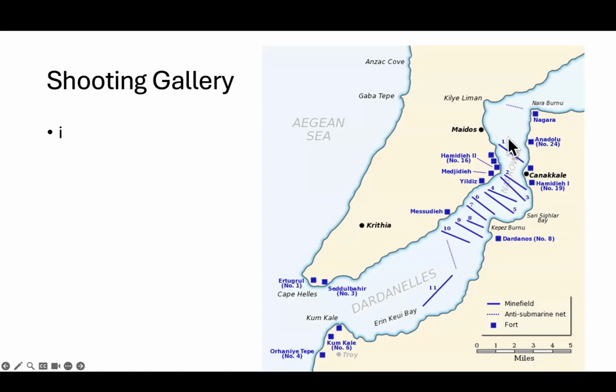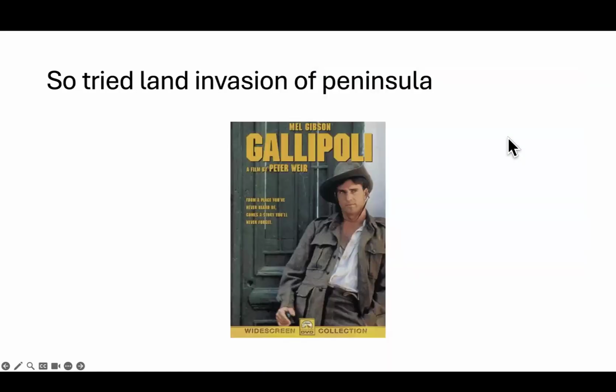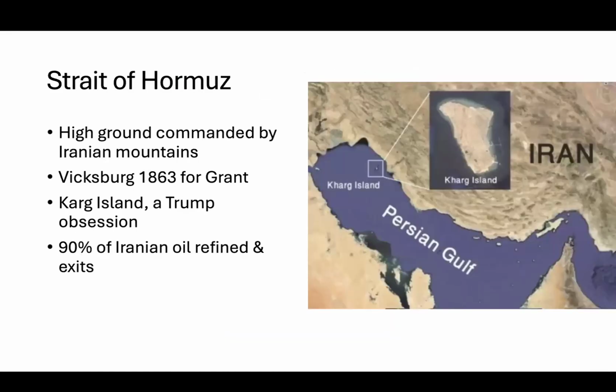Yeah. Okay, because we do tangents at the drop of a hat, here's another bottleneck, Hormuz. And again, just like the Turks commanded the high ground, Iran commands the high ground in these mountains. Kind of like Vicksburg in 1863 for Grant. He had the same problem.